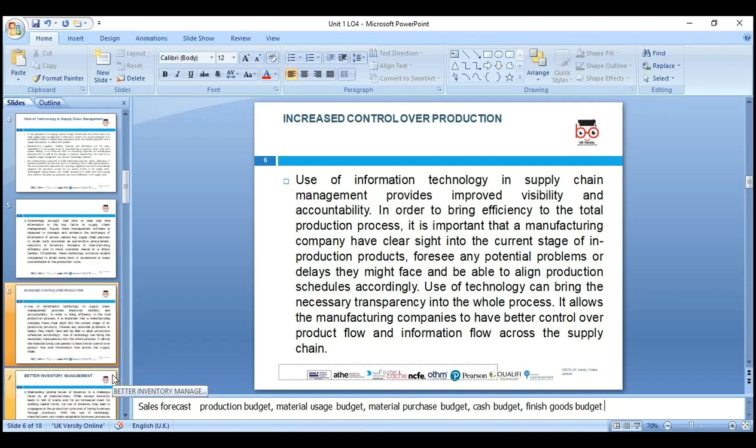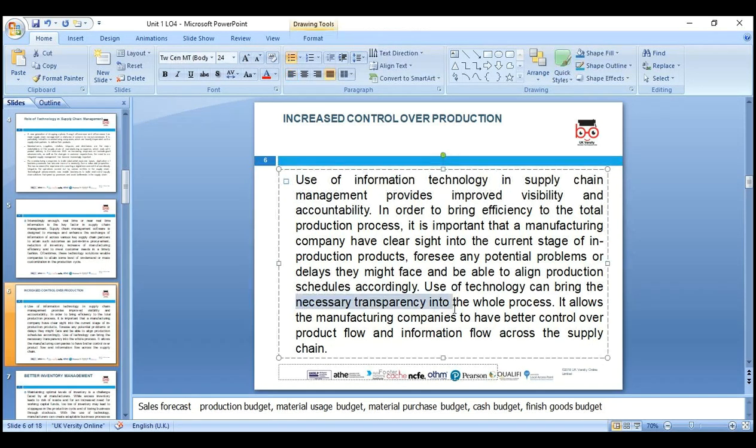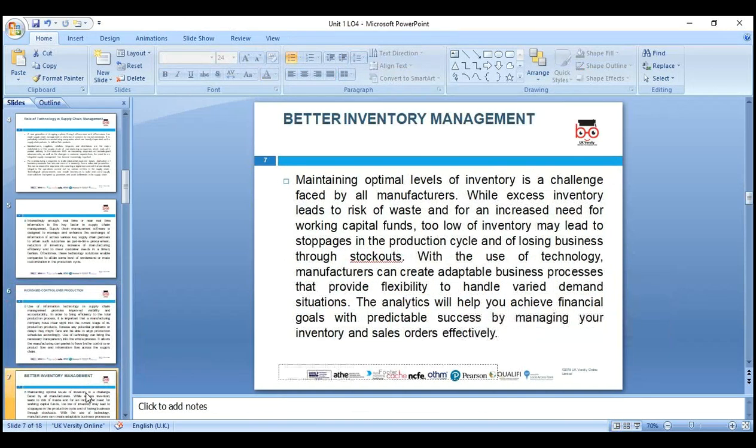First thing, if we have the sales forecast wrong, all our other budgets will be wrong. That's why it is increased control over production. So we are not going to overestimate. We try to bring more efficiency, not stock waste. Our stock can be outdated. We should not produce too much. Use technology to bring transparency to the whole process, allowing manufacturing companies better control of our production. If our production is wrong, it is a waste as well.